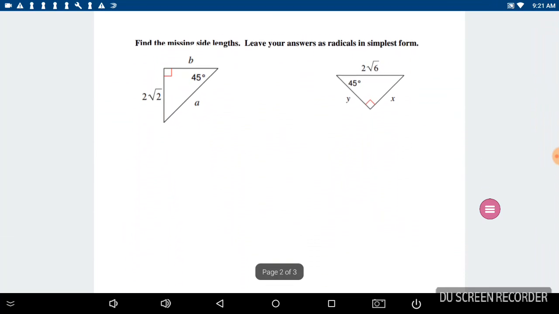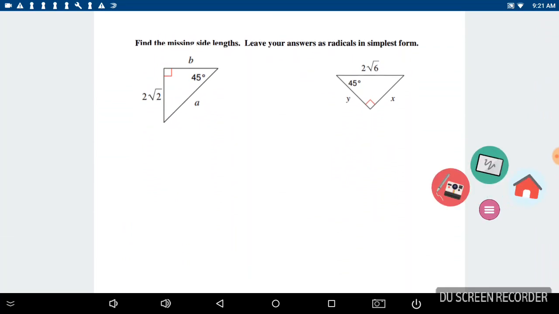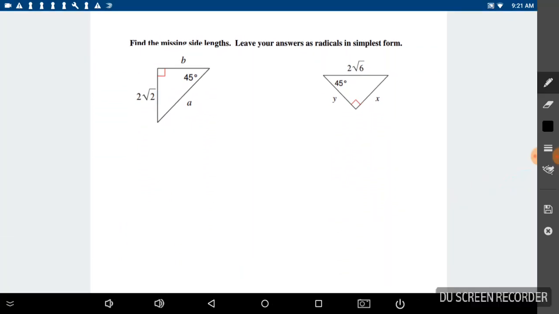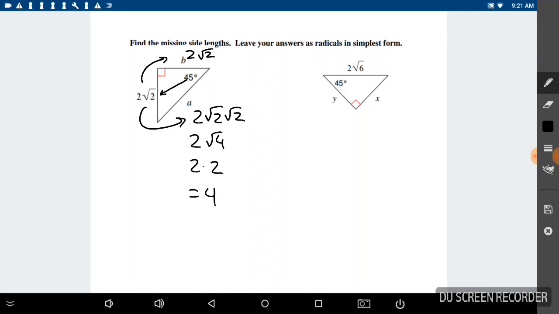All right, and now moving along, let's just do a couple examples. All right, so find the missing side lengths in simplest radical. Here's a 45 side given. So we know it's a 45, 45, 90. Well, the other leg has to be 2 roots of 2. It's the same thing. And then when we go to the hypotenuse, we multiply by the square root of 2. So 2 roots of 2 times root 2 is 2 roots of 4, which is 2 times 2, which is 4.